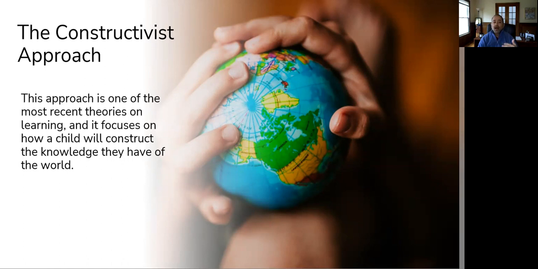The constructivist approach is one of the most recent theories on learning, and it focuses on how a child constructs the knowledge that they have of the world. What a child knows about the world around them has something to do with their learning. Now, this approach tends to focus more on the cultural and social influences a child has, and how that impacts the way they learn information. So what they learn is actually impacted by their culture and social influences.